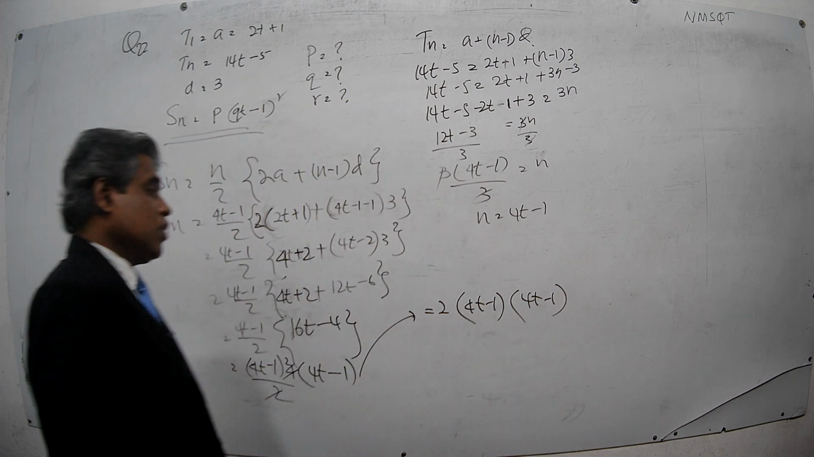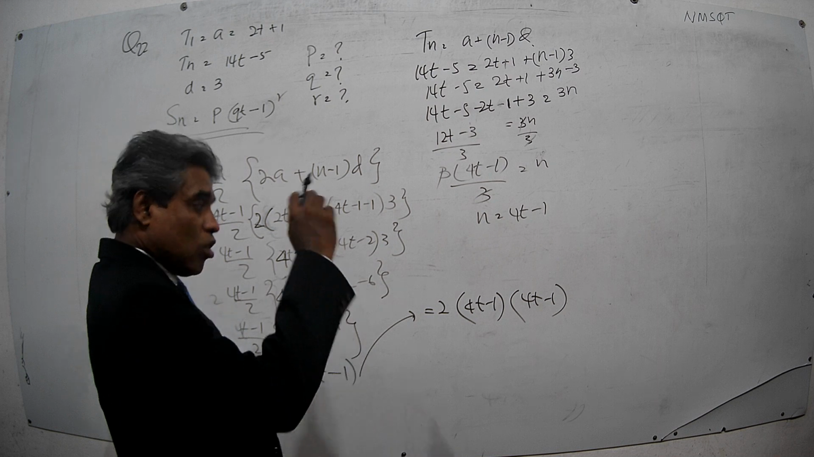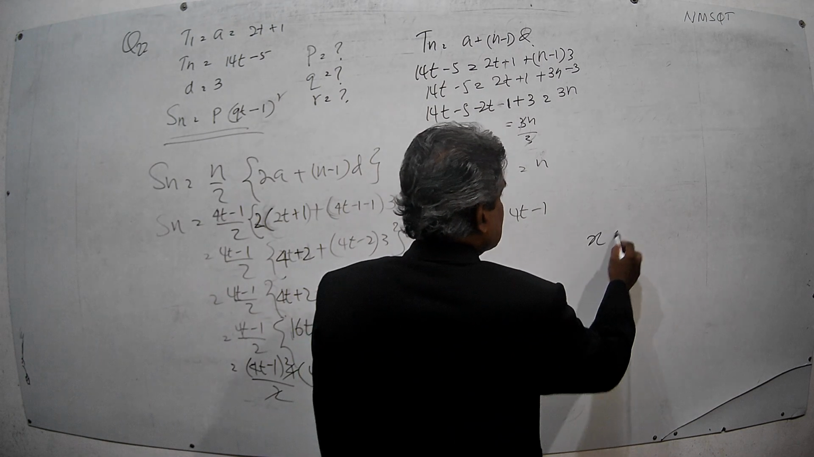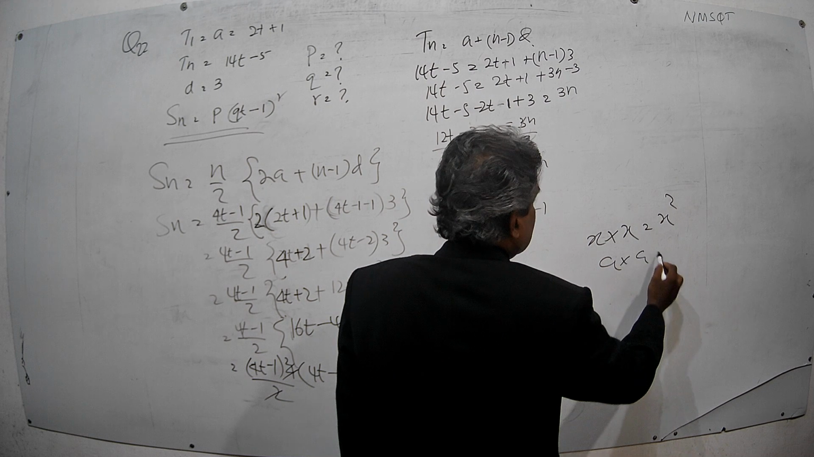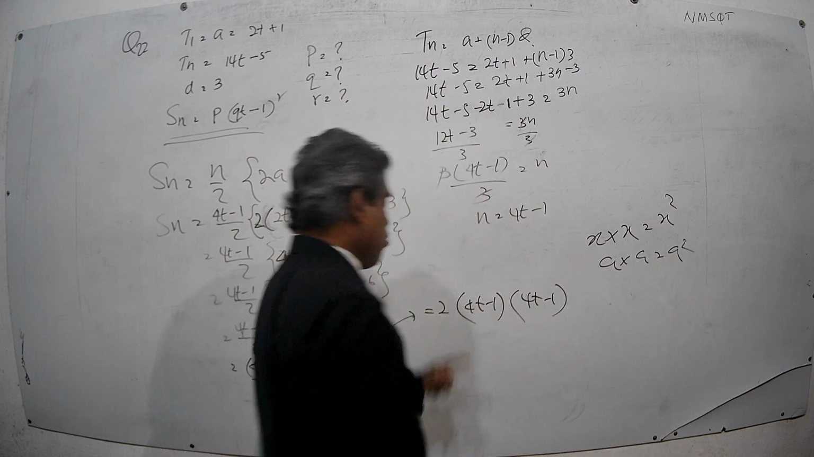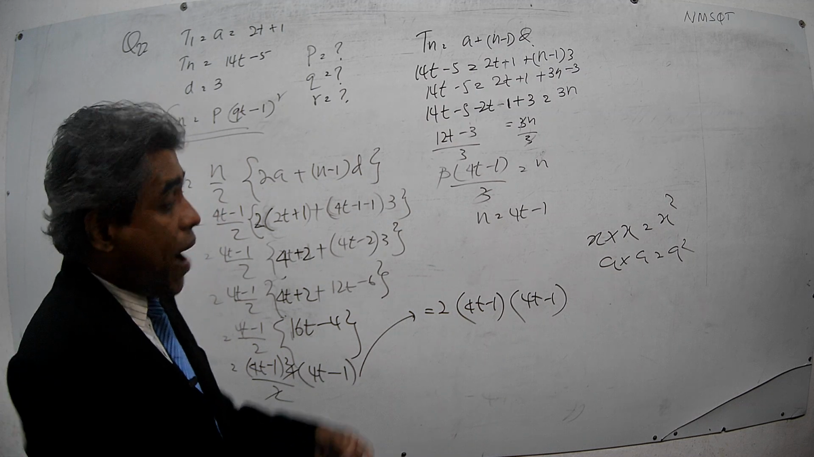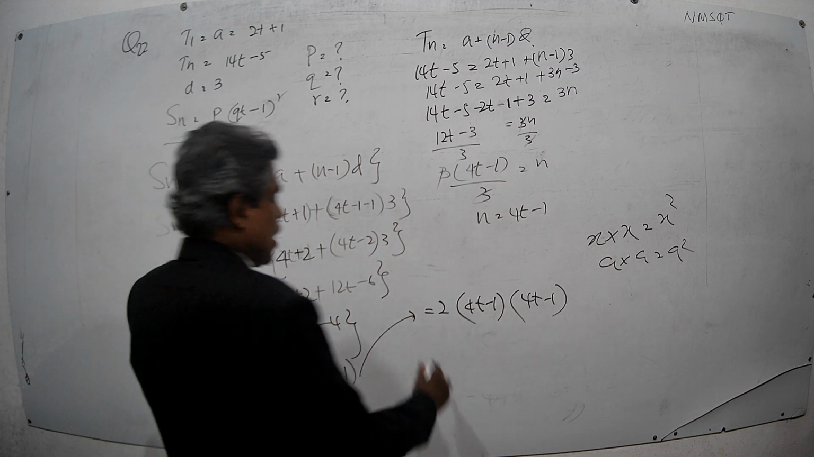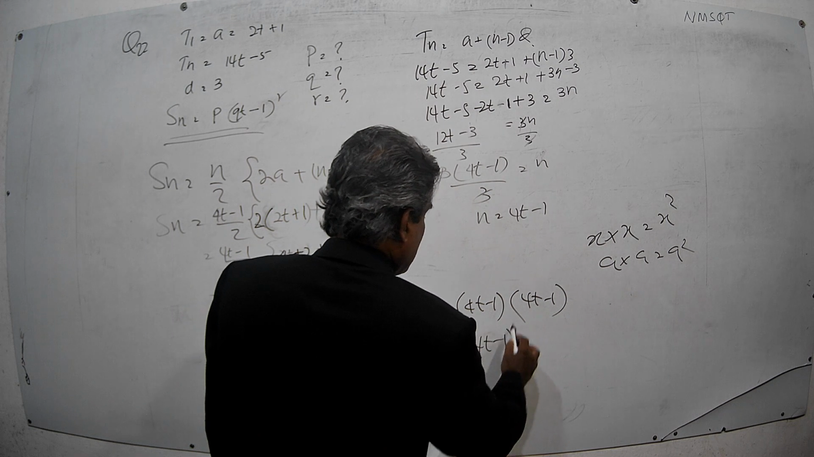Okay. Now (4t - 1) into (4t - 1) means (4t - 1) whole thing squared. This is like x into x, that is x squared. A into A equals A squared, like that. Then you write it here: 2(4t - 1) whole thing squared.